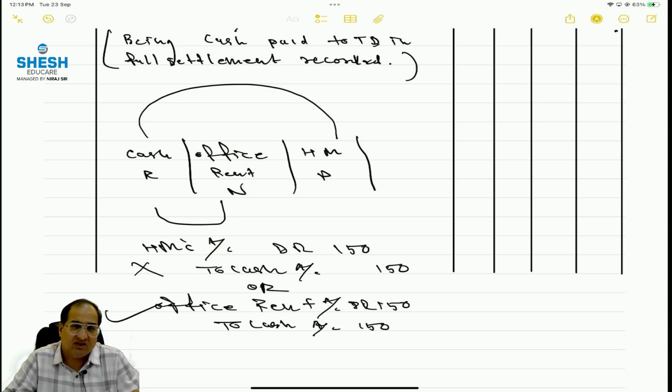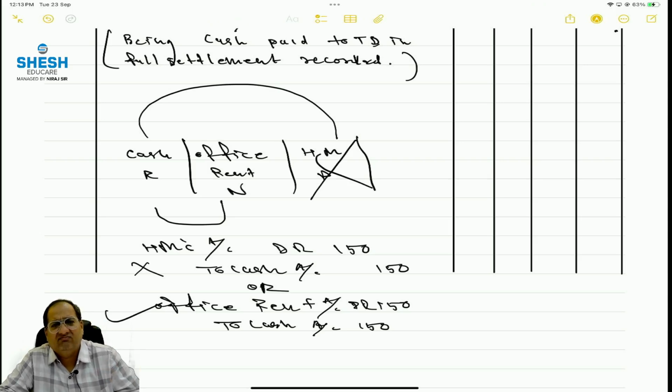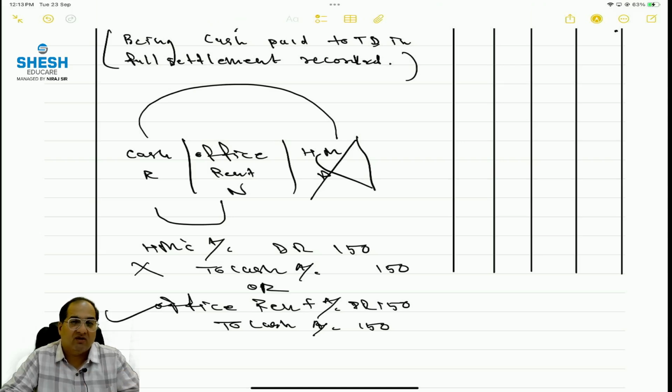तो सर क्या करना चाहिए? सिंपल, हर्षद मेहता के अकाउंट को कंसीडर ही नहीं करना चाहिए. We have to consider two accounts, office rent and cash, nominal account and real account. We are paying office rent, so this office rent is our expenditure and cash is going out. So my accounting entry will be office rent account debit 150 to cash account 150. Am I very loud and clear?